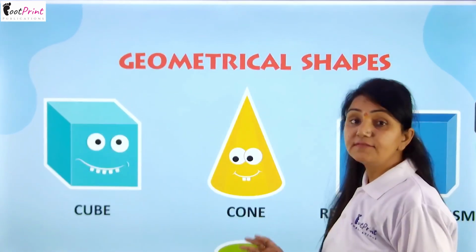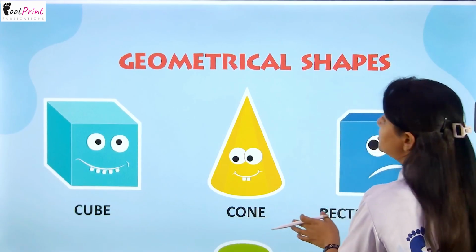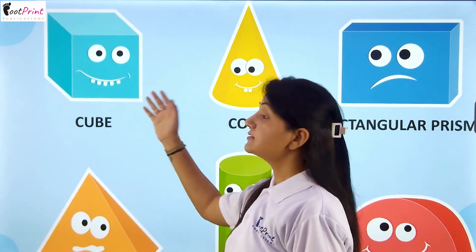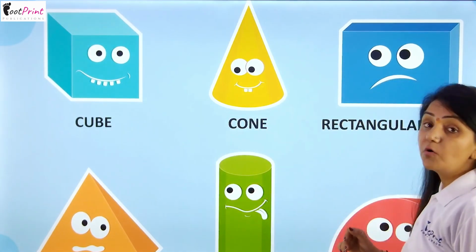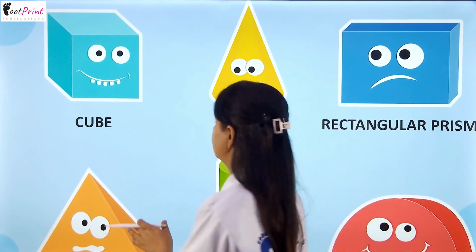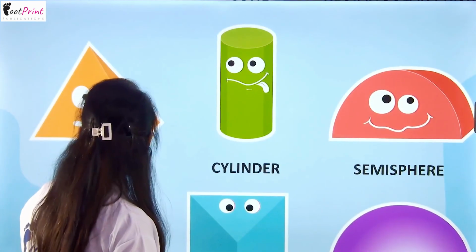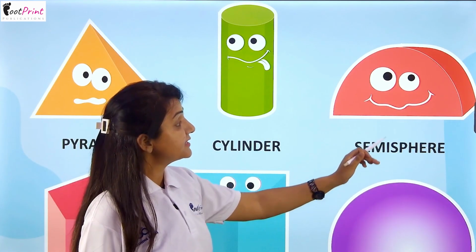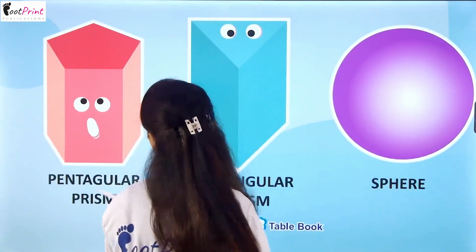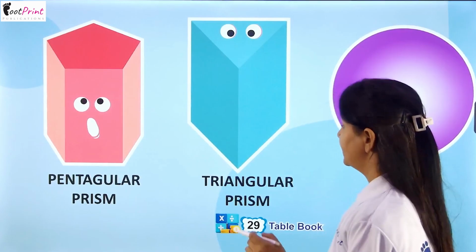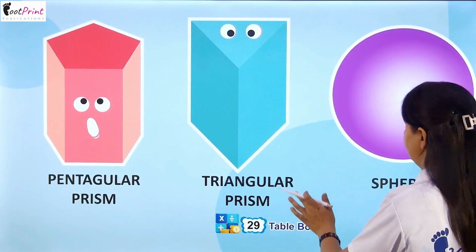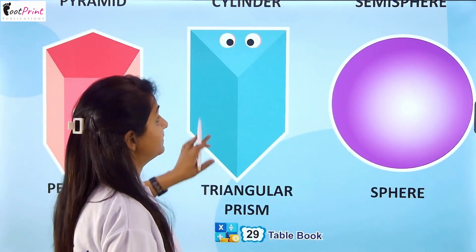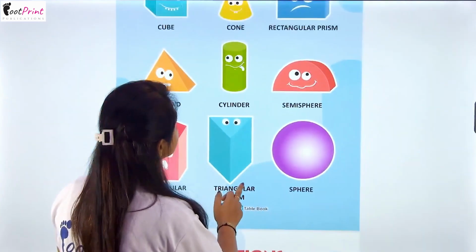Now, this is our another topic, that is geometrical shapes. And we have so many geometrical shapes here. If you see, this is the cube, this is cone, this is rectangular prism, this is pyramid, and this one we have here cylinder, and here we have semi-sphere. Next, pentagonal prism and triangular prism, and the last one is the sphere. Students, these are the 3D shapes.